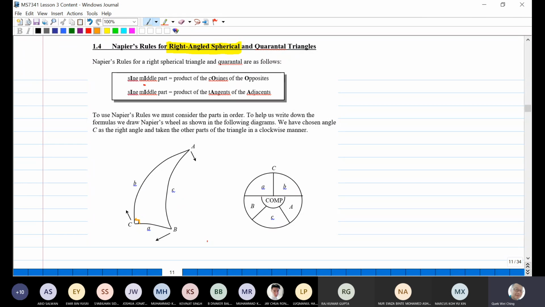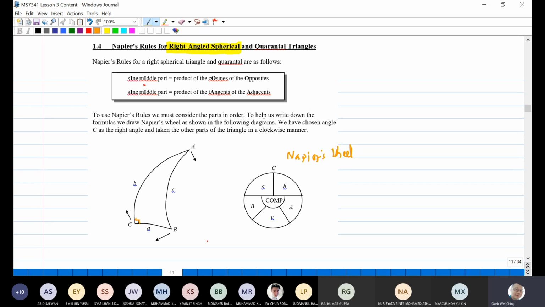Okay. So we have a method to calculate the right angle spherical triangle. As long as it's a right angle triangle, you can do this calculation called Napier's rule. Before we talk about Napier's rule, let me show how we draw Napier's view. Okay, let me introduce Napier's view.